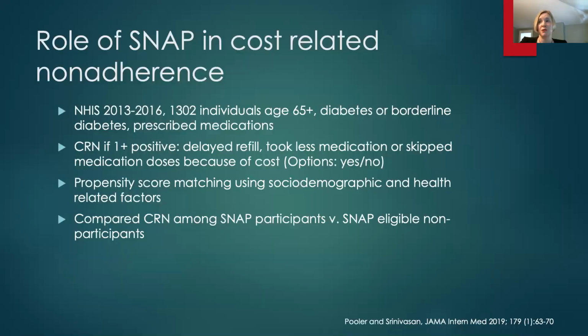Because trade-offs between paying for medications and paying for food often occur in individuals with diabetes, investigators looked at whether seniors with diabetes or prediabetes requiring medication in the National Health Interview Survey had a reduction in cost-related medication underuse if they were receiving SNAP benefits. They did this using a propensity score matching approach on sociodemographic and health-related factors. The population was predominantly female and about 46% white.